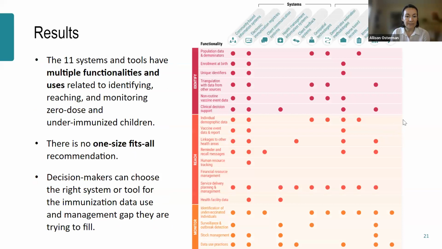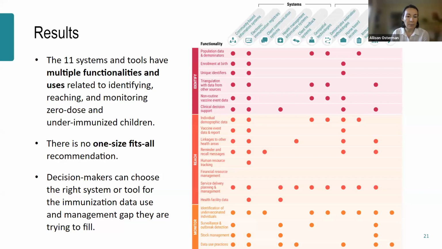So we also mapped the 11 systems and tools to the specific functionalities that I discussed earlier, so that for each system or tool, you can see what components it has and how those components or functionalities relate to identifying, reaching, and monitoring zero-dose and under-immunized children. Another way to think about using this matrix is to think about the kinds of information or analytic needs that you have, and then find the information system or tool that's most aligned with your needs.